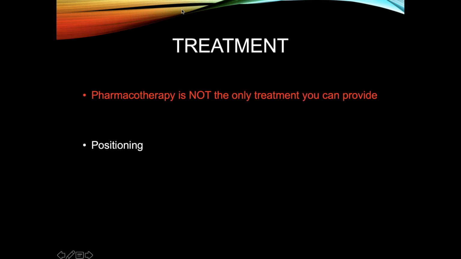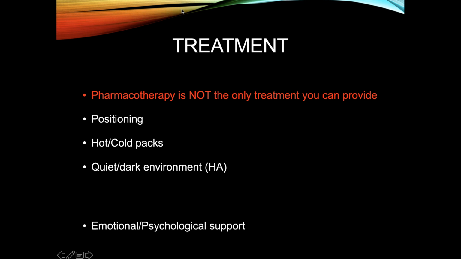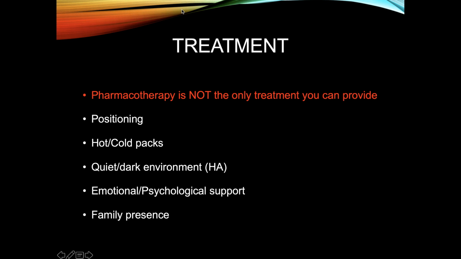So how are we going to treat these patients, whether it's acute pain or chronic pain? It's important for you to know that drugs are not the only treatment that a nurse can provide. Definitely a nurse needs an order before they can provide it anyway. But while you're waiting for that order, you can try positioning your patient, hot or cold packs, and put them in a quiet, dark environment, especially if they've got something like a headache, and give emotional and psychological support. A lot of times having the family present helps, because negative emotional and psychological issues can really exacerbate physical pain. And that's it.